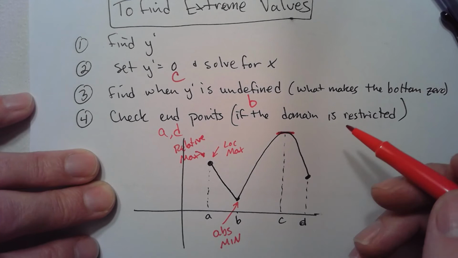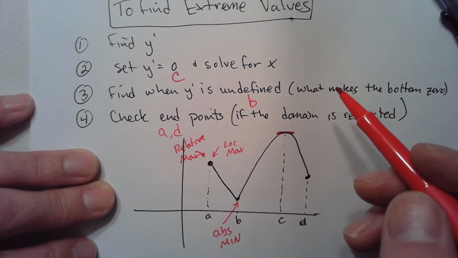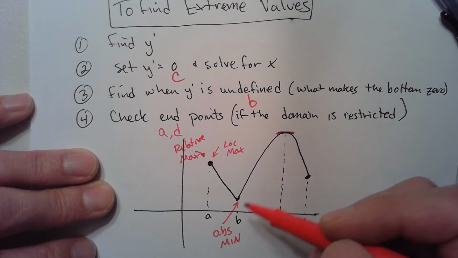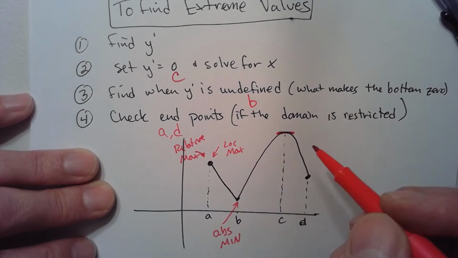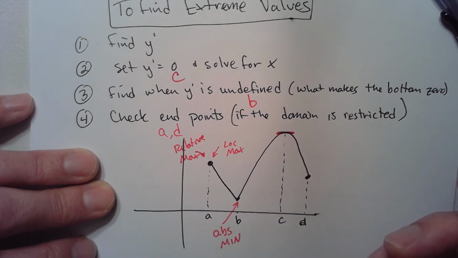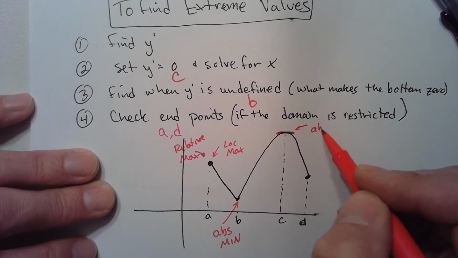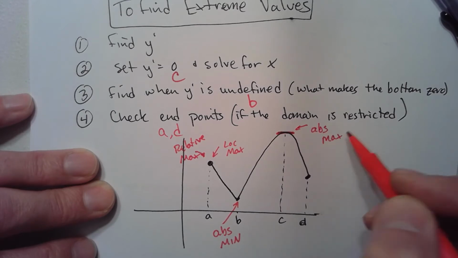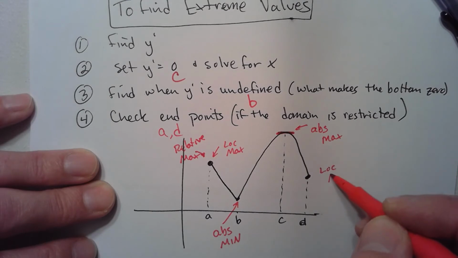Now, the book, they kind of are lazy with it and interchange local mins and maxes with absolute mins and maxes. Just remember that all mins and maxes are local, but some of them happen to be absolute. So this right here looks like the absolute max, which is also a local max, and this one looks like a local min.